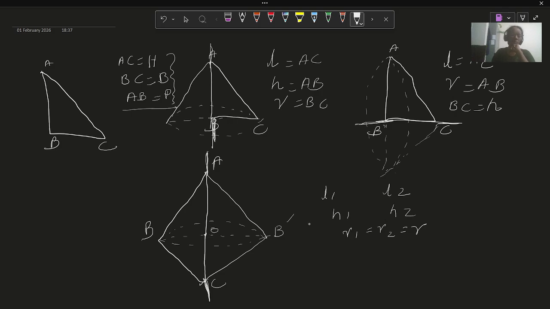This is very important. Now using all our right angle triangle knowledge, we will calculate L1, L2, H1, H2 and R in terms of AB, BC and AC, and we will discuss it further in further videos. Okay, got it or not?